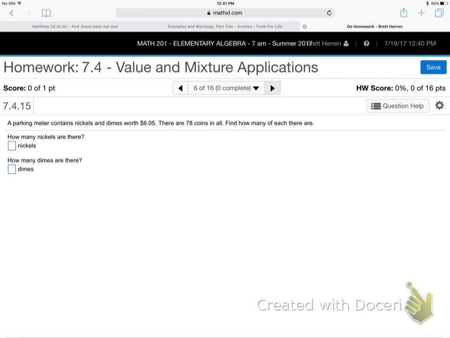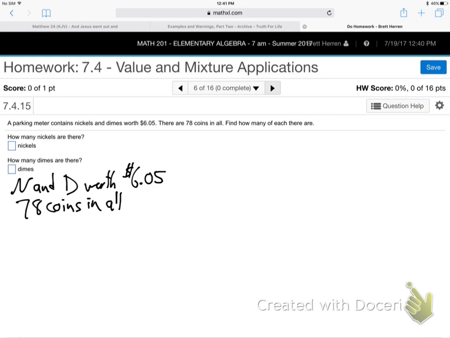A parking meter contains nickels and dimes worth $6.05, 78 coins in all. Find out how many nickels there are. So that's what's in the parking meter. It's a bunch of nickels and dimes, only nickels and dimes, worth $6.05, 78 coins in all. How many of each? That's a money problem. Clearly, it's literally money. Solve that money problem.